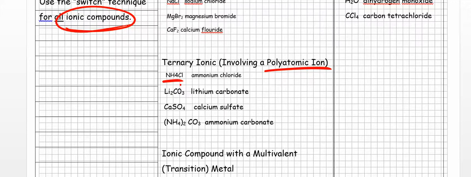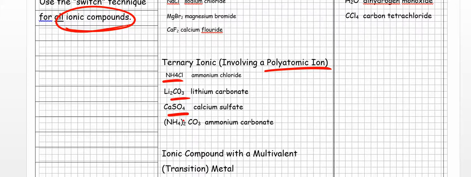Lithium, Li2CO3. Lithium, the CO3 is carbonate. So that's lithium carbonate. CaSO4. We've got calcium sulfate. Calcium sulfate, just like that, right?